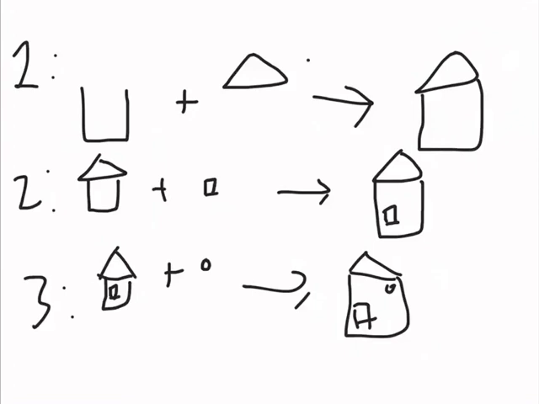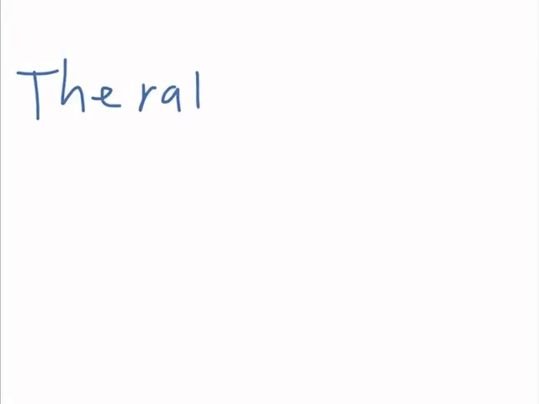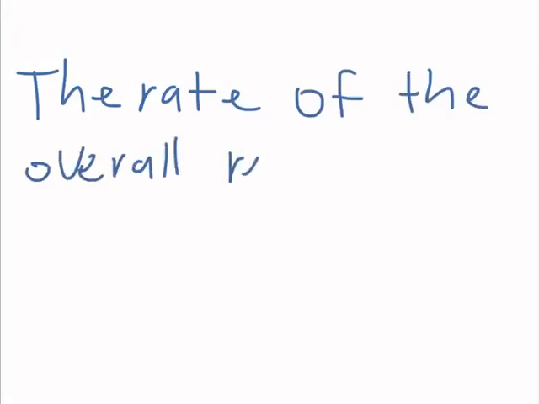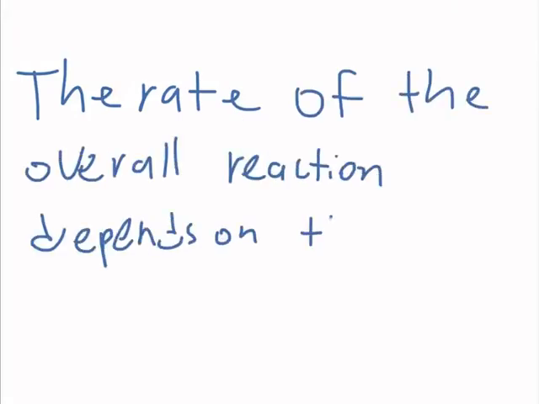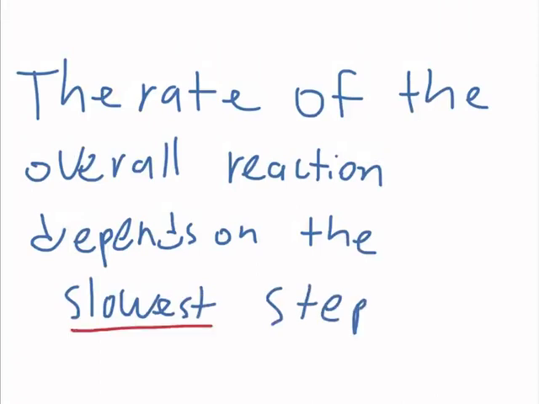So what if I told you that step 1 had a slow reaction rate, step 2 had a fast reaction rate, and step 3 as well had a fast reaction rate? Since all these elementary processes come together for technically one reaction, we must determine which elementary process's rate will determine the rate of the entire reaction. Well, the answer is that the rate of the overall reaction depends on the slowest step.